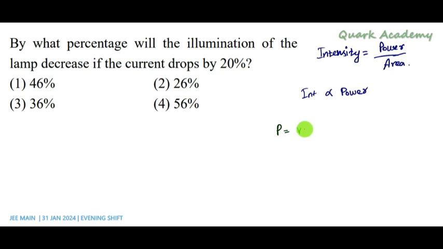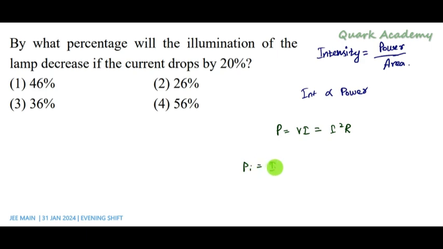So how do we write power? Power can be written as V into I. So here current is changing, but we don't know anything about potential difference. We have to write this in other form where only the current is a variable. So using Ohm's law, I can write this as I squared R, where R is the resistance of the lamp and it is going to be constant. So power can be written as I squared R.